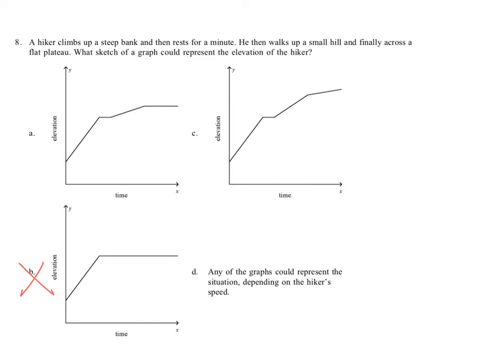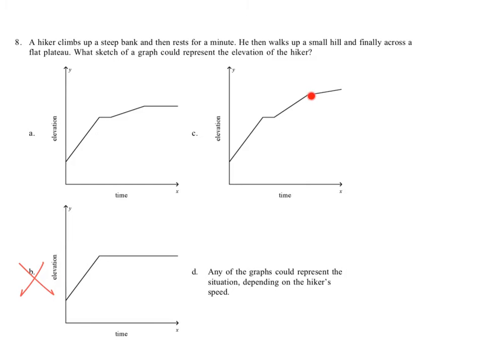Now let's look at this last part after going up the small hill. Finally, across a flat plateau. What is a plateau? A plateau is like a flat-topped mountain where you can be walking on it, but your elevation is not increasing. You're not getting higher if you're walking on a flat plateau. Just a flat piece of ground that happens to be higher up than the rest of it, like on top of a mountain, but then flat.